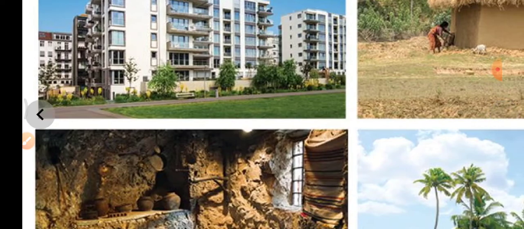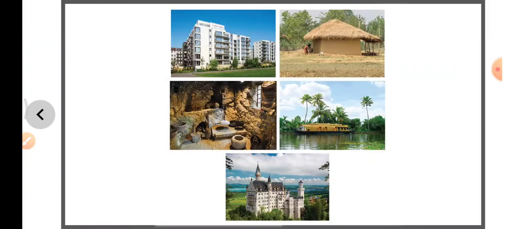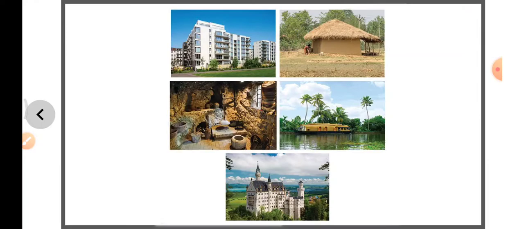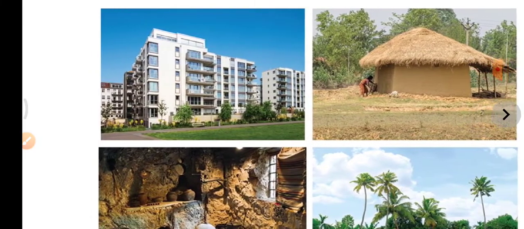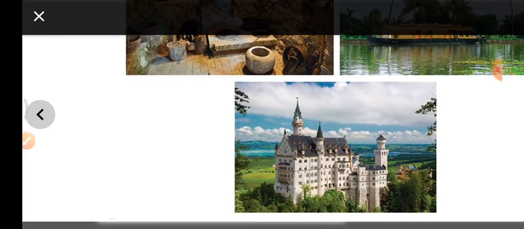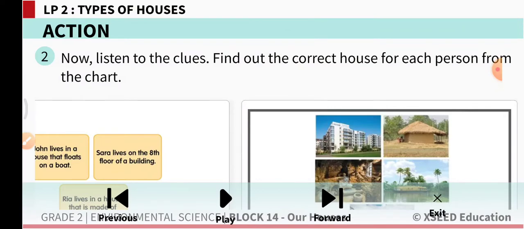And this is a houseboat. You can see the houseboat here on the water. It floats on the water. You can see the hut here, right? And this is a cave house here. This is a hut here made out of mud and all, right? And we also see a castle here. Castles are houses that were built long back, many years back.